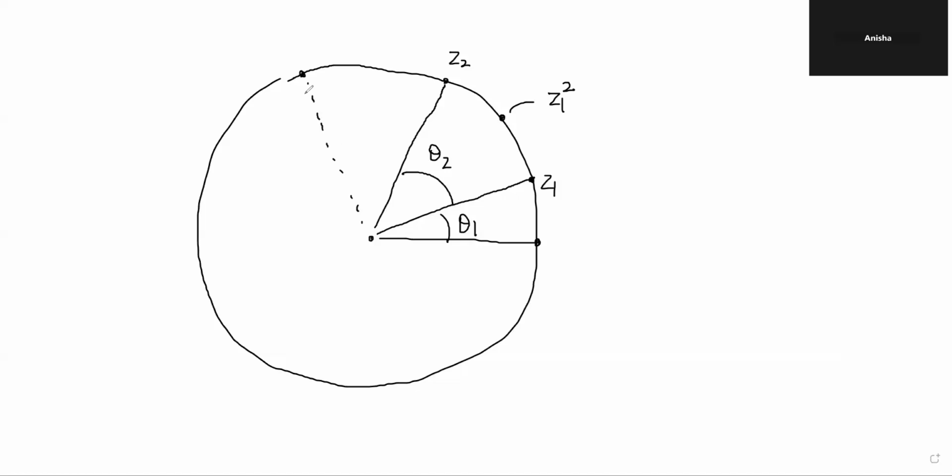Two theta 1 plus two theta 2. This much is 2 theta 1. So Z2 square will be even further away. The difference of angles between Z1 square and Z2 square will be 2 theta 2. Right.